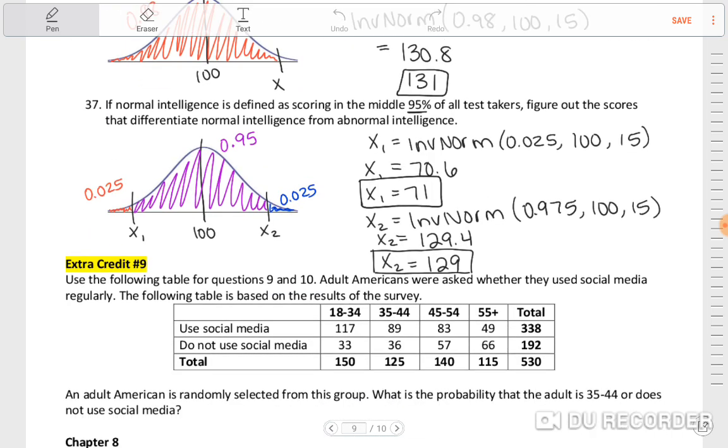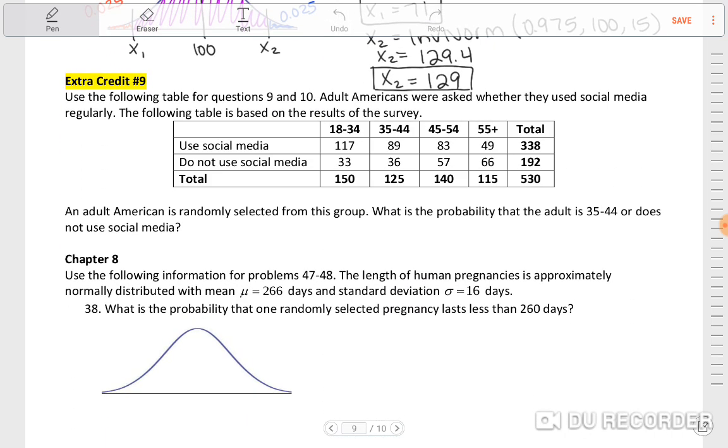Try that again. Use the following table for questions 9 and 10. It says adult Americans were asked whether they used social media regularly. The following table is based on the results of the survey. So these are their ages up here: 18 to 34, 35 to 44, 45 to 54, and 55 plus. And then over here, they use social media or they do not use social media.